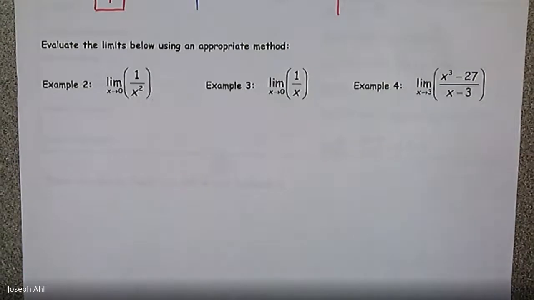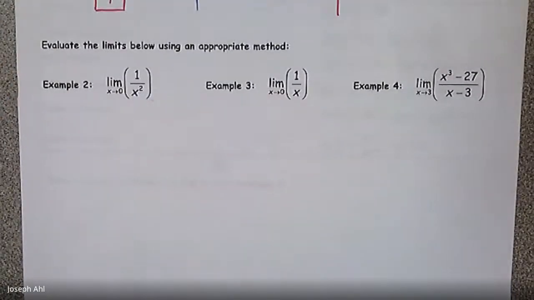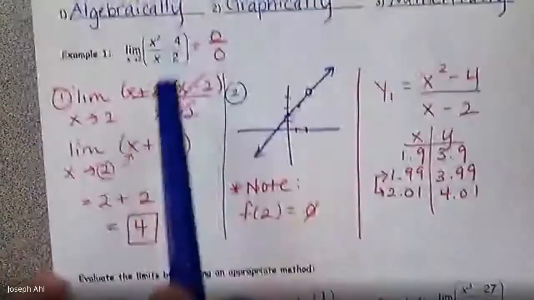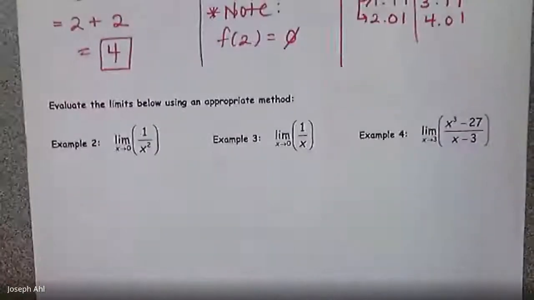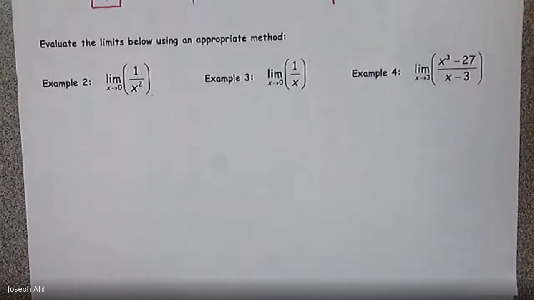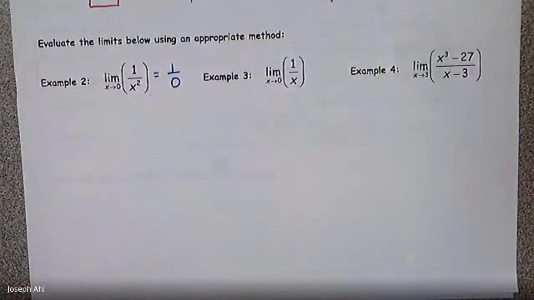But if you want to follow along for now, let's evaluate these using an appropriate method. So appropriate methods are really, I guess, any of these up here. It doesn't specify if we should do it algebraically, graphically, numerically. I like trying algebraically first to see what happens. In the first example, we're going to get 1 over 0. And 1 over 0 is not an indeterminate form.